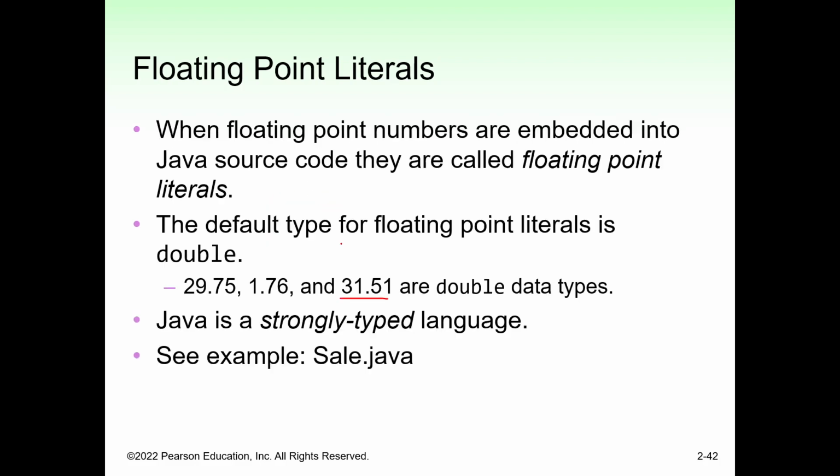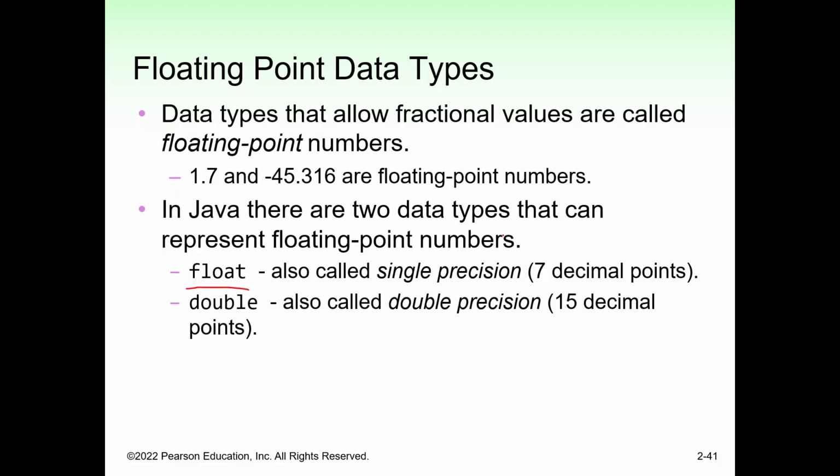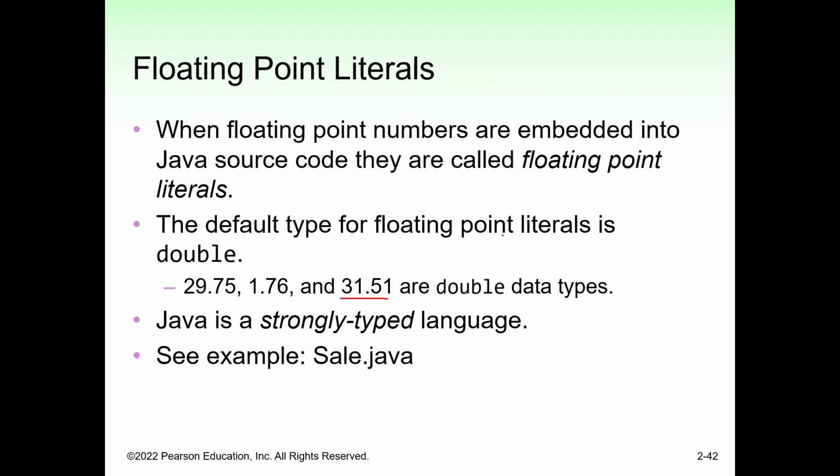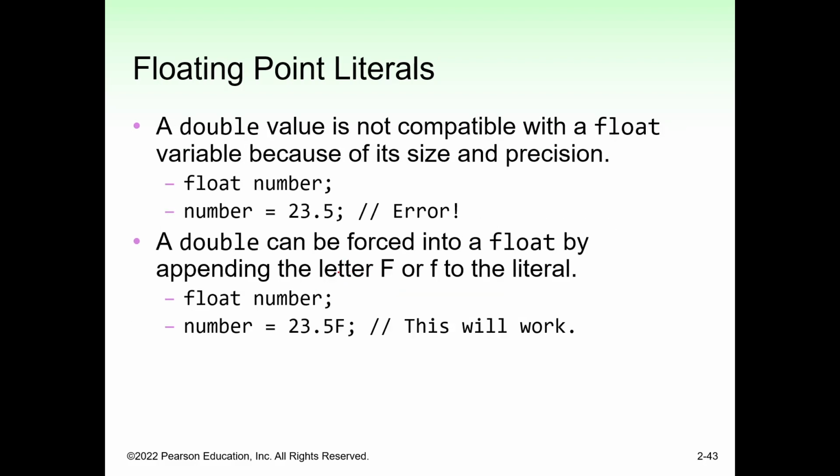The default value is a double. So whenever you're creating your variables, you should start with a double. If you want to make a double into a float, you can do that by adding the letter F, capital F or a lowercase f, to the end.